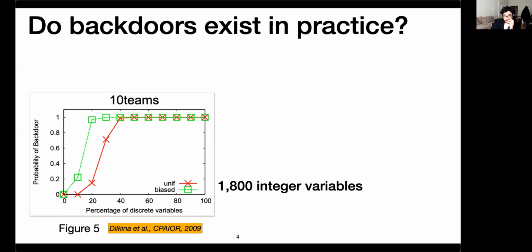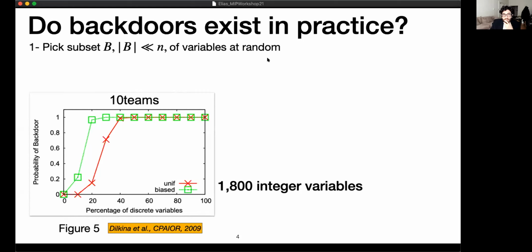So this was an instance with 1,800 integer variables. And as you got to 20% on the horizontal axis, you could see this probability of finding a backdoor kind of shooting up. So this was the procedure.